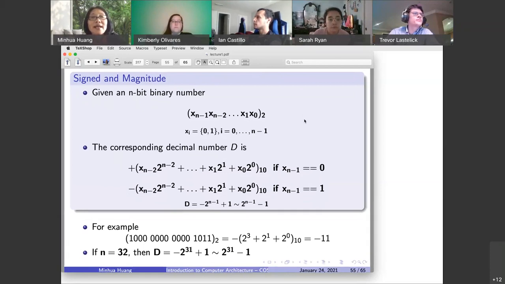Given an n-bit binary number, still the conventional way, be careful: as long as we have a signed number, one's complement and two's complement we will discuss later. Be careful about this, since students sometimes get confused. For sign and magnitude, what we are given is an n-bit binary number represented by this general format.